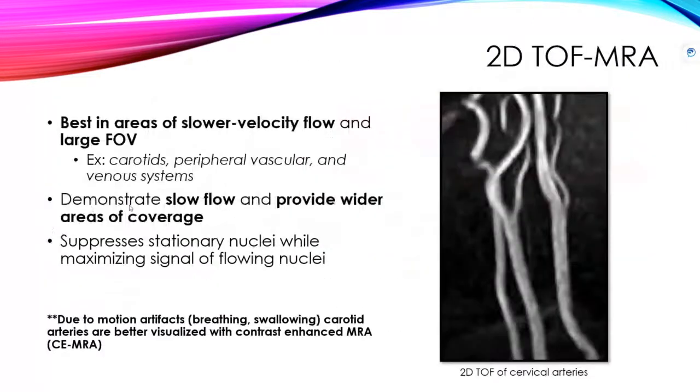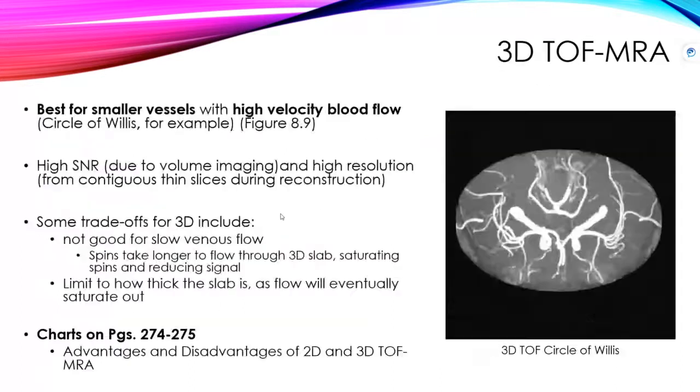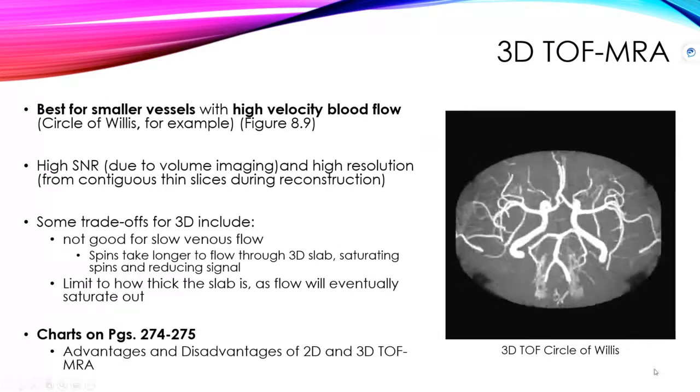So 2D MRA is good for slow flow and a large field of view, wide areas of coverage. 3D MRA is used for small vessels and high velocity blood flow. So it's the opposite. You're going to use it for things like the circle of Willis.